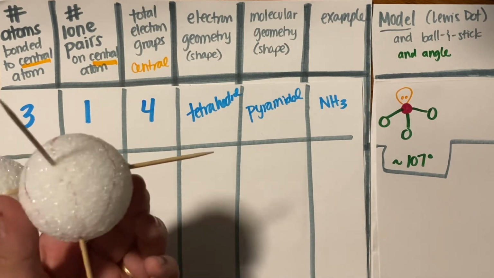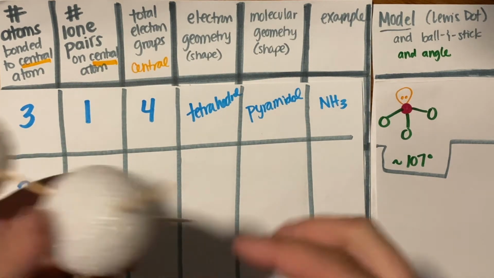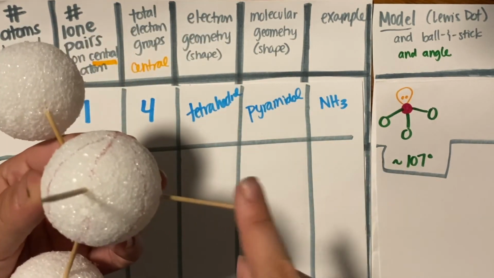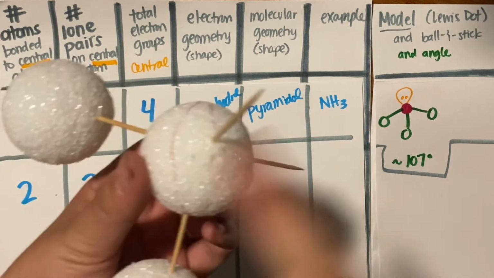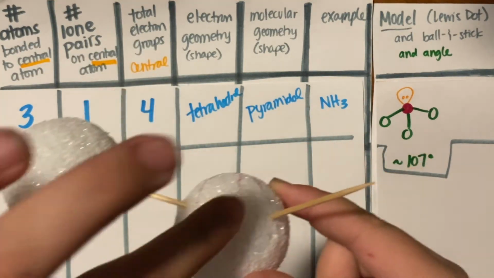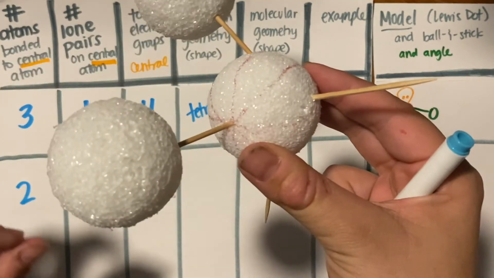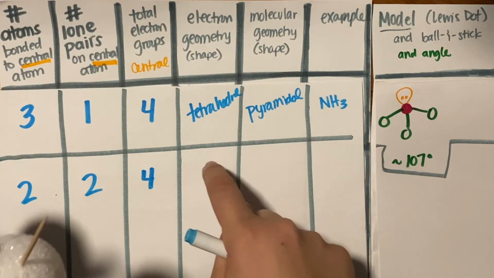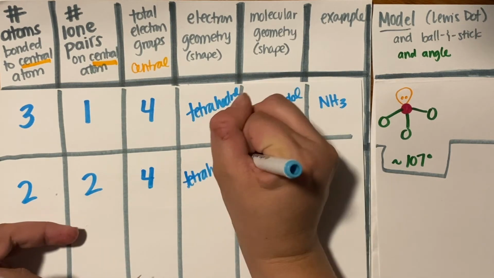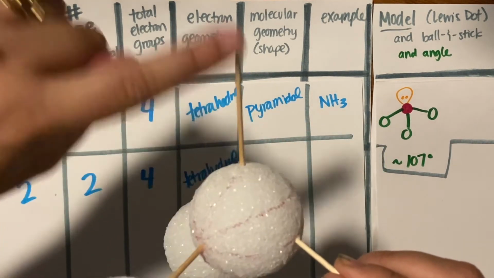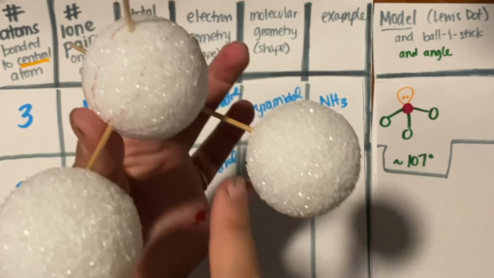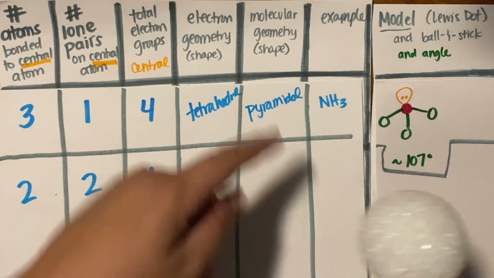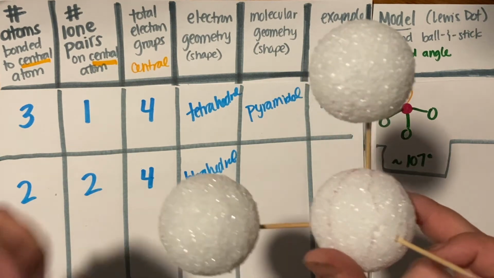Total electron groups, again, these 2 numbers added together, right? 1, 2, 3, 4 electron groups, okay? 4 different directions that electrons are heading from this central atom, right? 4 directions that the electrons are going. And my electron geometry is again still tetrahedral, right? Electrons are heading off in these 4 different directions, tetrahedral, okay?